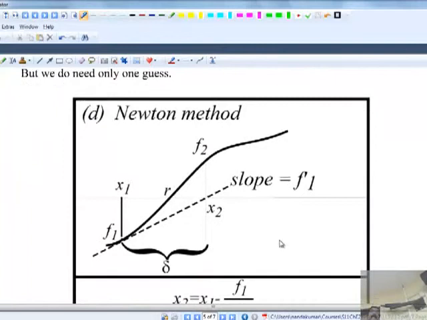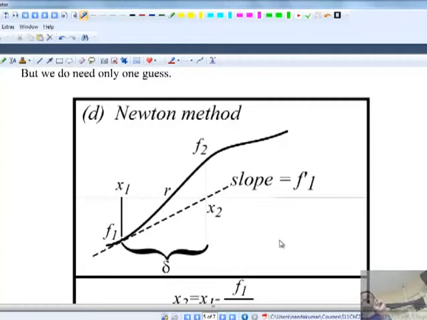So in the Secant method, we made two guesses. We put a straight line through that, which is a chord connecting those two points, which is supposed to be an approximation for the function. In the Newton method, we say, we don't need two guesses. Just give me one guess. But I should be able to take the derivative of that function at that point.